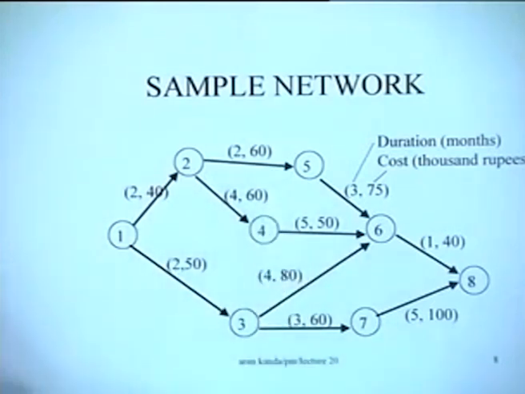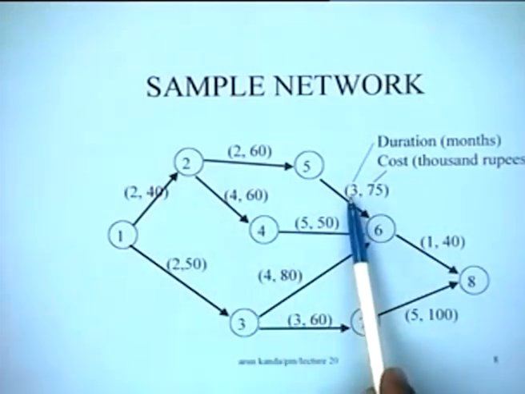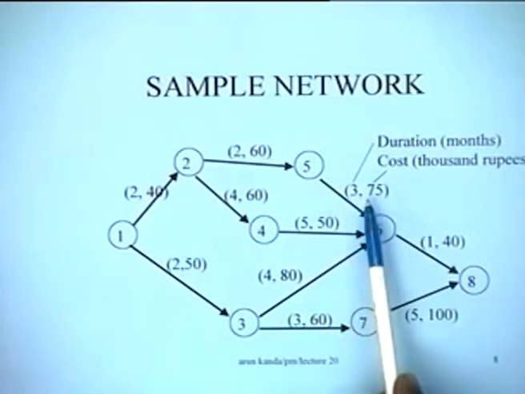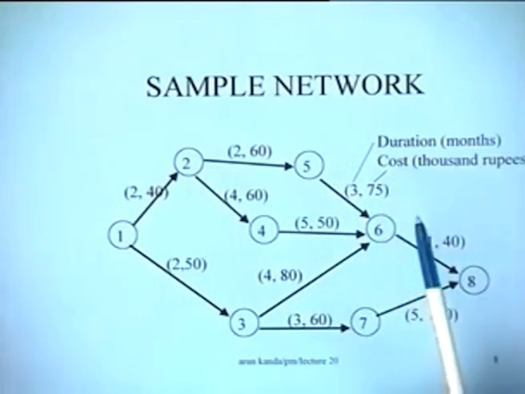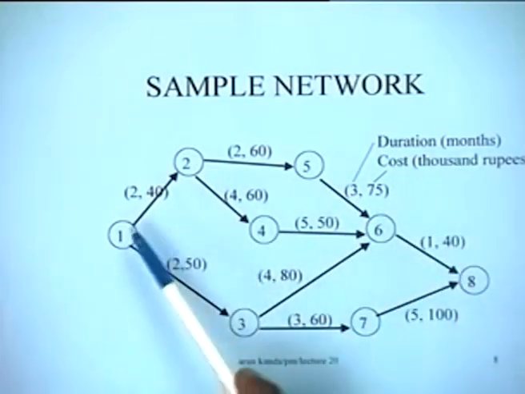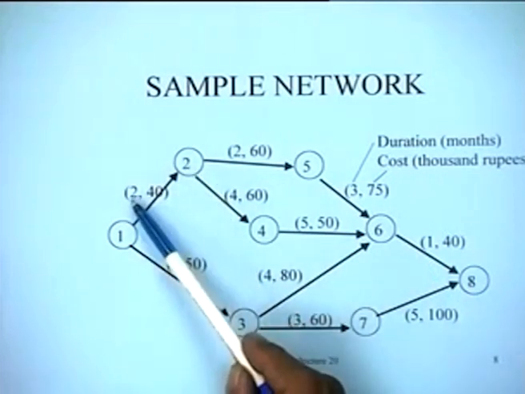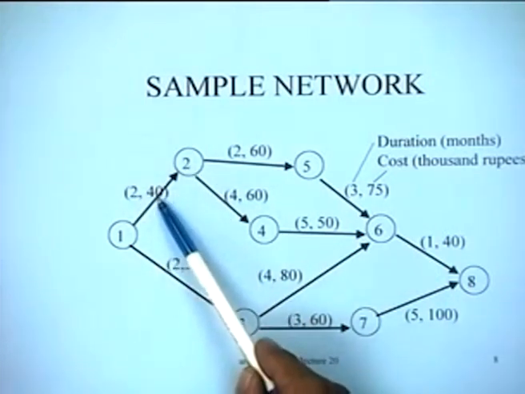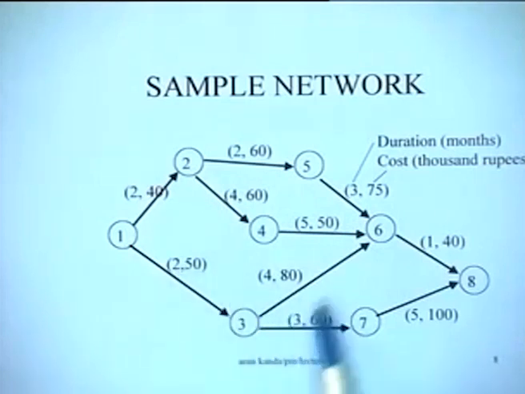and what you see here is that the first number in the parenthesis is the duration in months, and the second number in the parenthesis is the cost in thousands of rupees, right. So what it means is simply that activity 1-2 is an activity which will take 2 months and will cost us 40,000 rupees, and we have similar figures for each of the other activities in the project network.